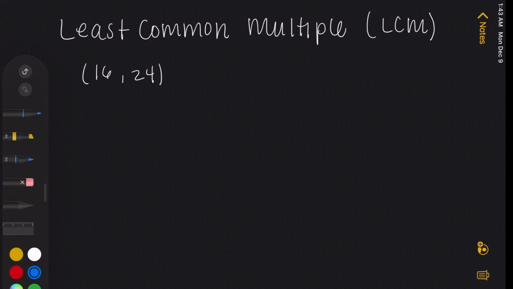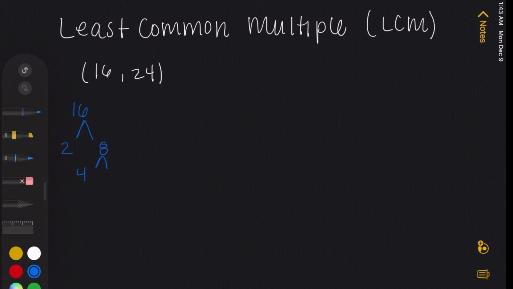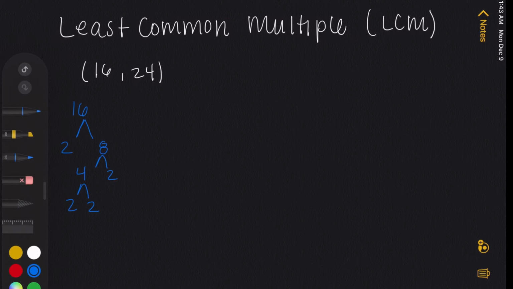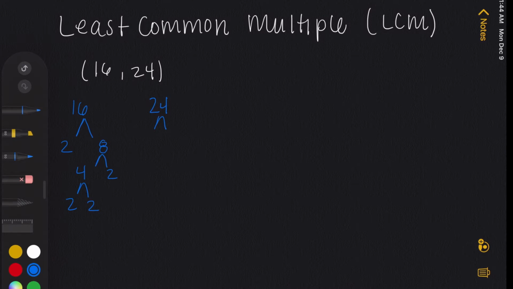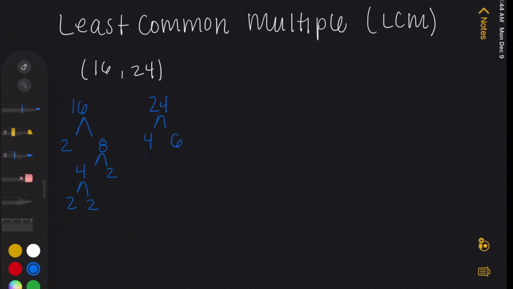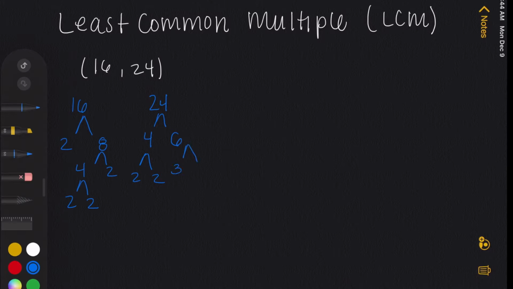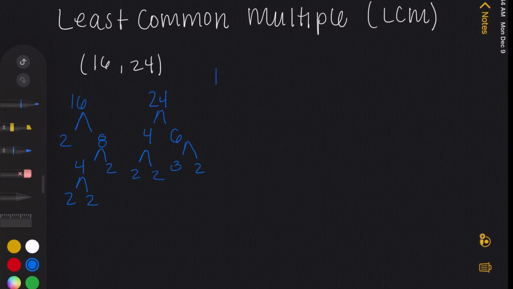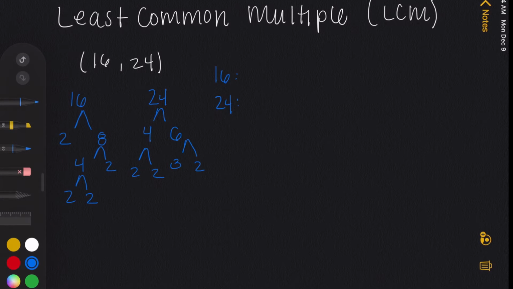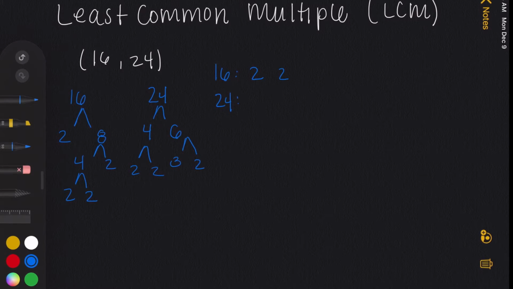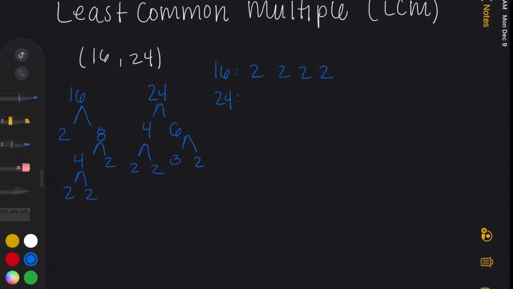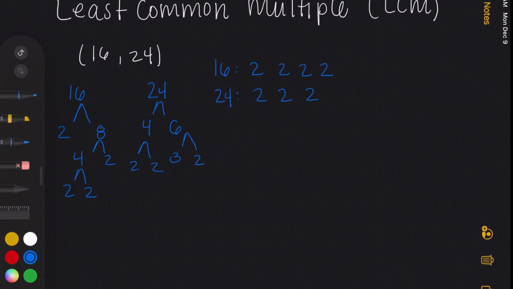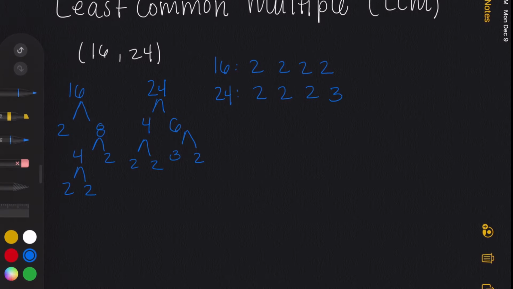Next, we'll be looking at the least common multiple for 16 and 24. First, we will do a factor tree of 16, and then we would do a factor tree for 24. After we do this, we will list out the factors. By listing out the factors, we can see that there are multiple groups of 2.